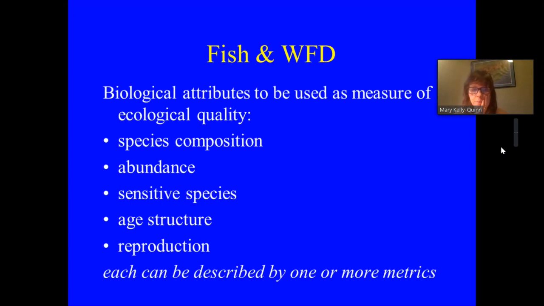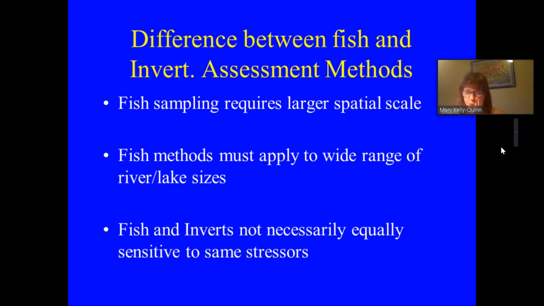So I mentioned the metrics. Now, there's a difference between sampling for fish and, say, invertebrates. Fish sampling requires a larger spatial scale. With invertebrates, you define your study area as generally 30 to 50 meters in length. The fish sampling length is defined partly by the width of the stream. So the general guidance is to pick a length of stream that is 10 times the wetted width.